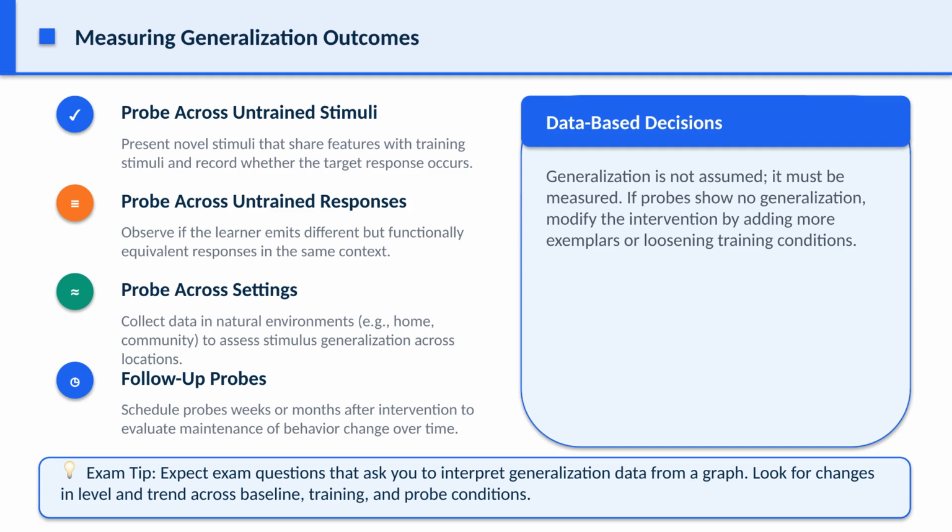Follow-up probes, scheduled weeks or months later, evaluate maintenance over time, a critical exam distinction between generalization and durability. Using multiple data sources, direct observation, caregiver reports, and permanent products provides a comprehensive picture, reducing the risk of false conclusions. Finally, graphing generalization data on line graphs allows visual analysis of whether behavior reliably occurs in untrained conditions. On the BCBA exam, expect scenario-based questions asking which probe type best assesses a specific generalization concern, such as whether a learner can use a MAND across different listeners or settings.